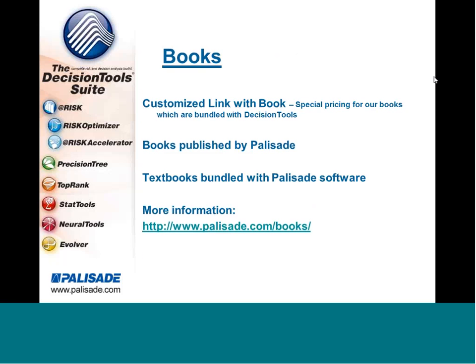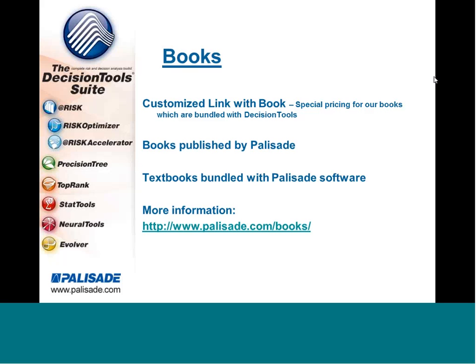We also offer a number of books. You'll find a comprehensive list of the various books on our website. Some are simply books that are published by Palisade. Some are linked to Amazon.com, for example, if they're books that use our software, either in reference or bundled with a book.